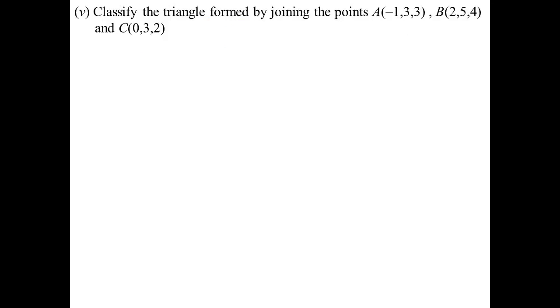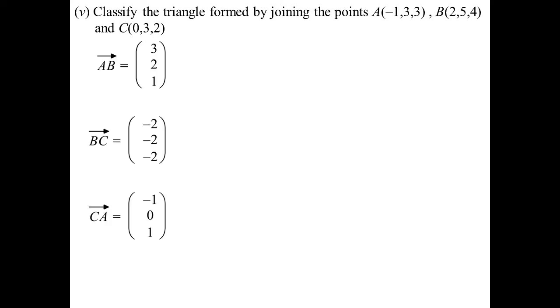Classify the triangle formed by these 3 points. Even though we're dealing with 3 dimensions, we can still have 2-dimensional shapes because it's just sitting on a particular plane in 3 dimensions. So what sort of triangle will we get when we join these 3 points up? I'm going to write each of the sides of the triangle as a vector. So there's AB, there's BC, and there's CA. So I'm going around the triangle.